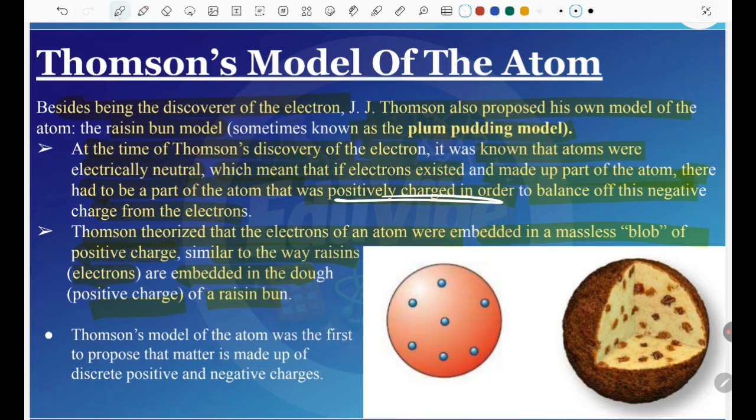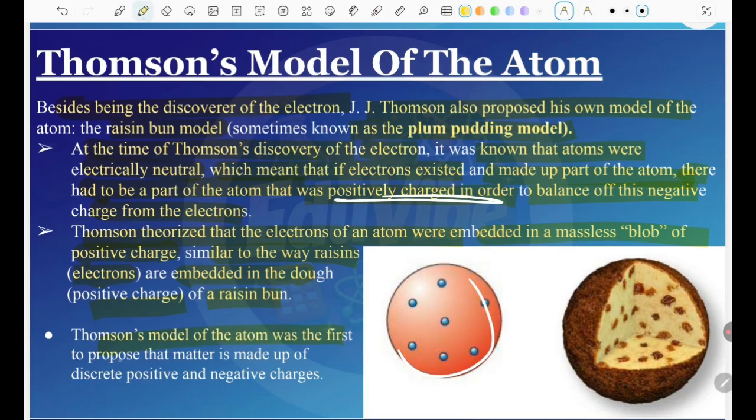So they use the pudding model, like how the raisins are put in the pudding. That's how the electrons are in the atom. But this is a very big drawback of this experiment. This thing can be further explained by Rutherford's model.